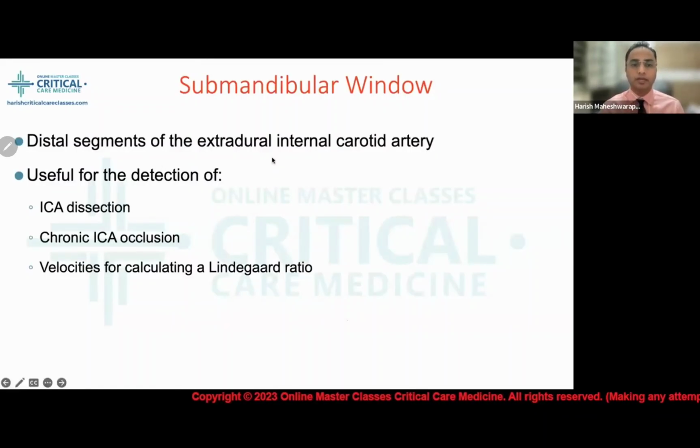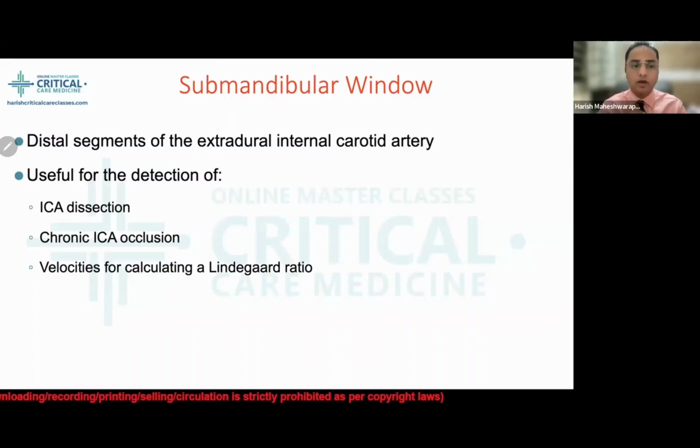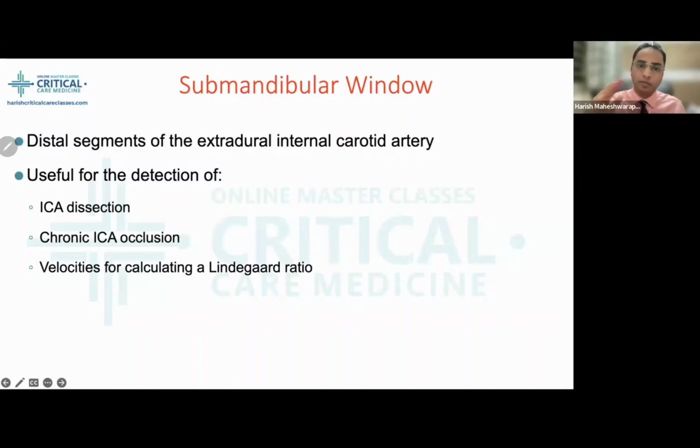The distal segment of the extradural part of the internal carotid artery is the target for the submandibular window. It is used for the detection of internal carotid artery dissection, chronic ICA occlusion, and velocities for calculating the Lindegaard ratio, that is the extracranial part of the internal carotid artery mean flow velocity, to exclude the confounders of hypoxia, hypercapnia, or hematocrit, which have some effect on vasospasm mimicking in terms of the velocity assessment.